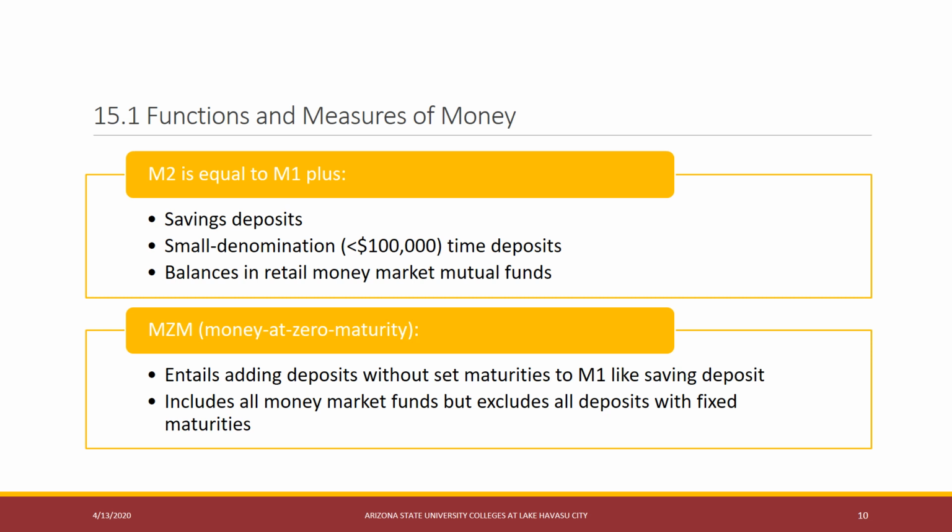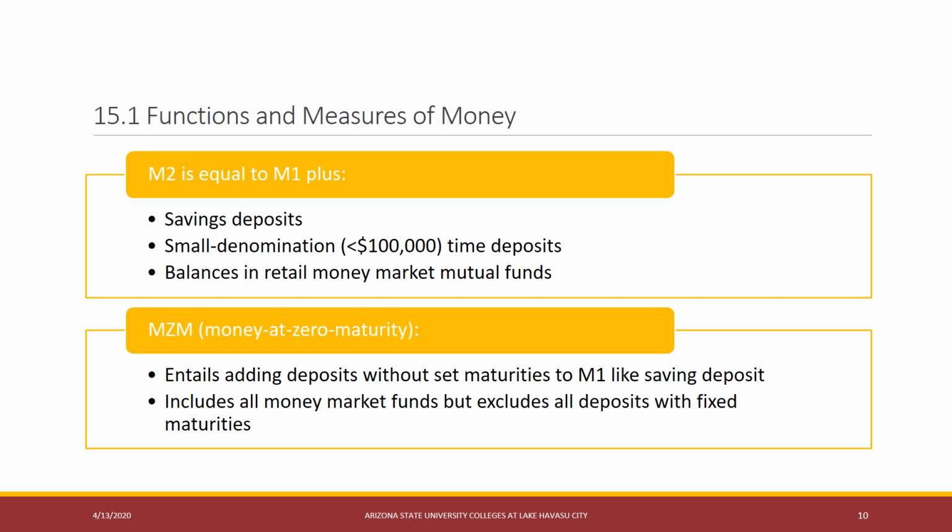The second one is the small denomination time deposits. With time deposits, the funds must be left in a financial institution for a given period before they can be withdrawn without penalty. To be included in the M2 definition of money supply, time deposits must be less than $100,000. Hence, the designation small denomination time deposits.